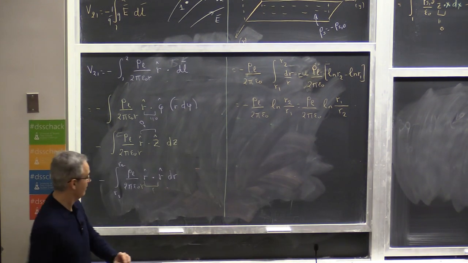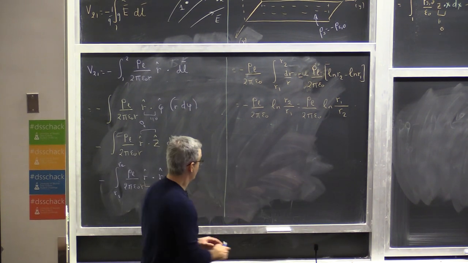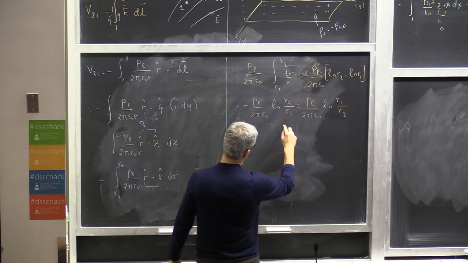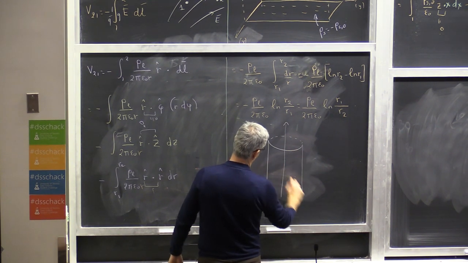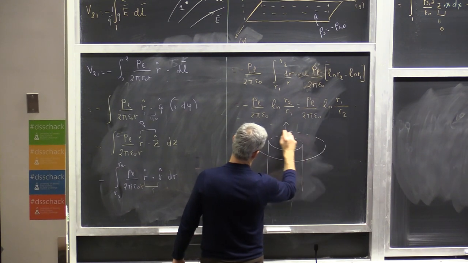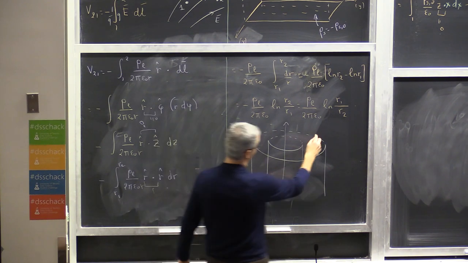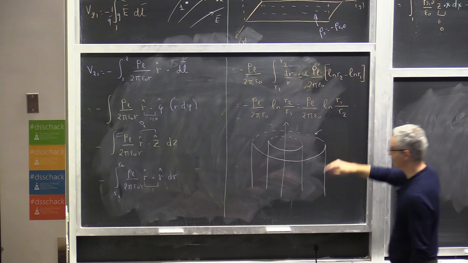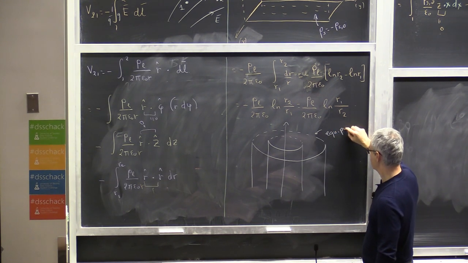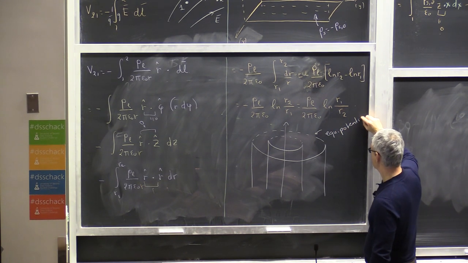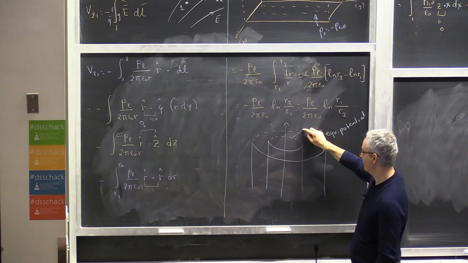You see the potential only depends on r, the distance from the axis. So here the equipotential surfaces are cylinders. So these are the equipotential surfaces. Whenever you are fixing r, you are defining a cylinder, and now the equipotentials are cylinders. And the potential decreases along the direction of the field.